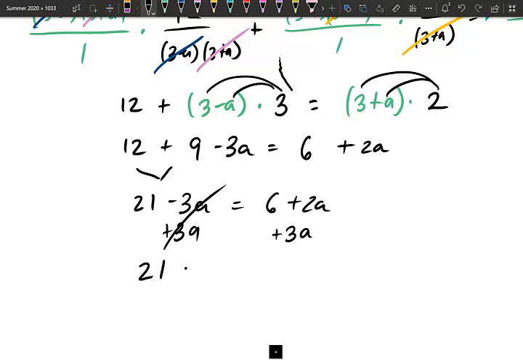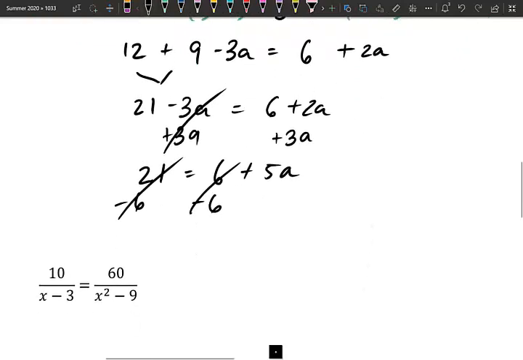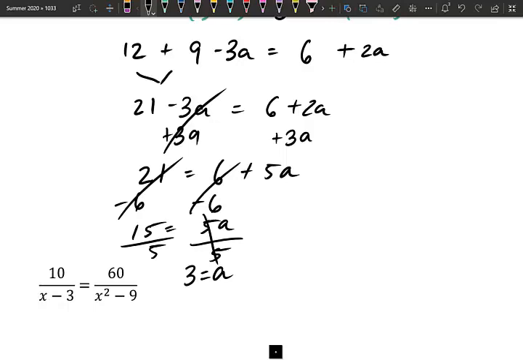So we have 21 equals 6 plus 5a. Subtract 6 over to get a by itself. And when we do, we're left with 15 equals 5a. Last but not least, we divide by 5. So possibly 3 equals a. Don't forget, we've got to check it.